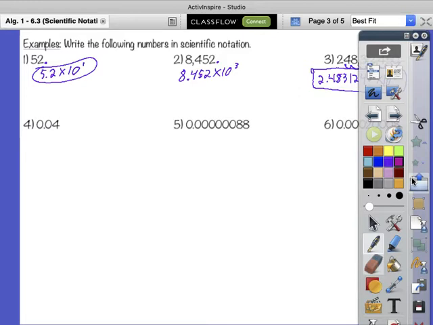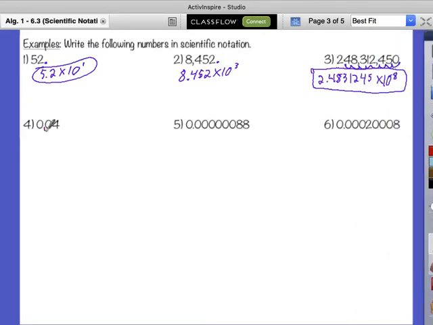So, how many spots are we moving the decimal here? 2, 1, 2. So we know it's going to be 4 times 10 to the something. But which way are we going to have to move our decimal now to get it back? We have to move it left, so we'd have to make it negative. Is our original number smaller or bigger than 4? Our original number is smaller than 4. So we have 4 times 10 to the negative second here.